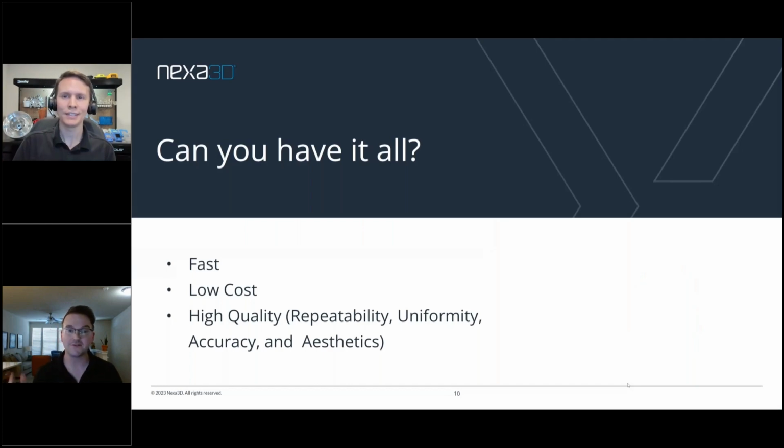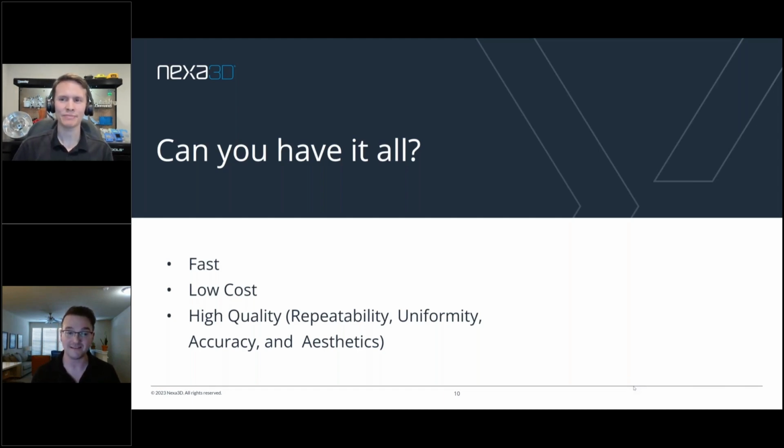Absolutely. So as Greg, I think, mentioned earlier, I've been in the industry for just over 13 years, the majority of which working for a service bureau like Xometry. And one of the first pieces of advice that I got when joining the additive manufacturing industry many moons ago was that when it comes to additive manufacturing, you can have a part fast, you can have it at a low cost, and you can have high quality components. And that meant repeatability, product uniformity, accuracy, and aesthetics. But what followed up next was honestly surprising to me as a young kid, and that was you can have two of the three, but not all three.